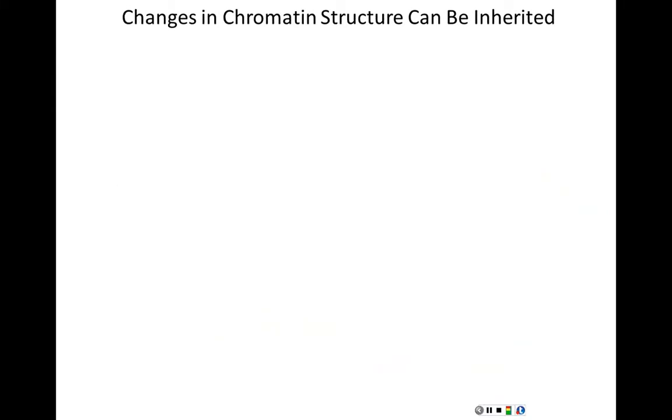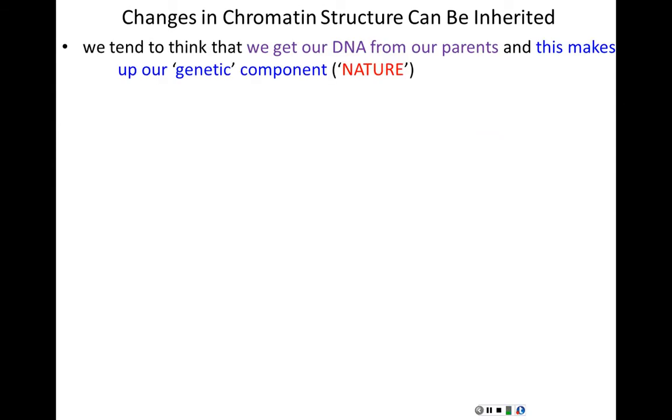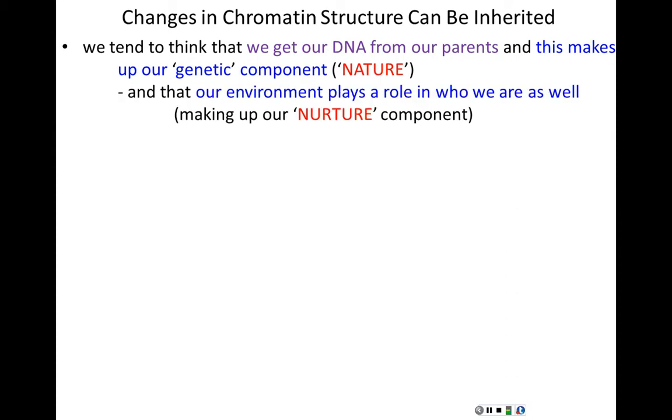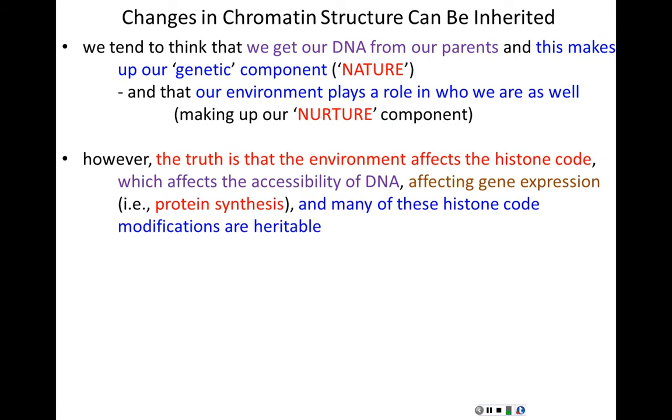So our last topic here is the concept of chromatin changes being inherited. We tend to think, in general, that we get our DNA from our parents, we get half of our genome from our mother and half of our genome from our father, and that this inherited genome makes up our genetic component, makes up our nature. And then we think that our environment also plays a role in who we are and what we become, and so that is our nurture component, and that is our nature-nurture kind of holistic view.